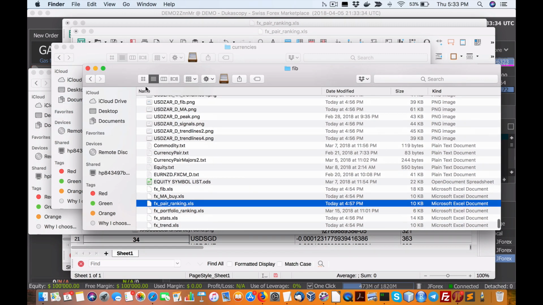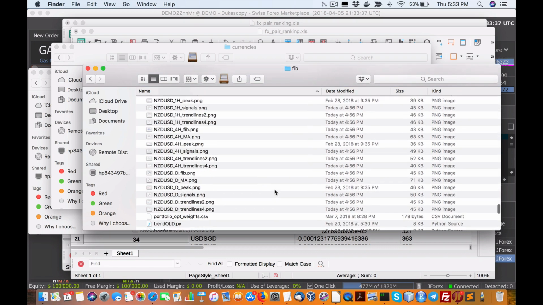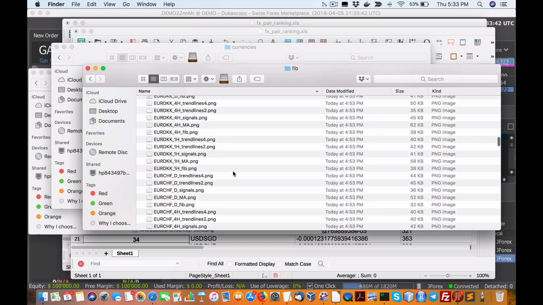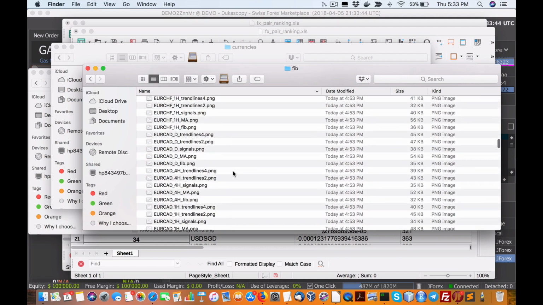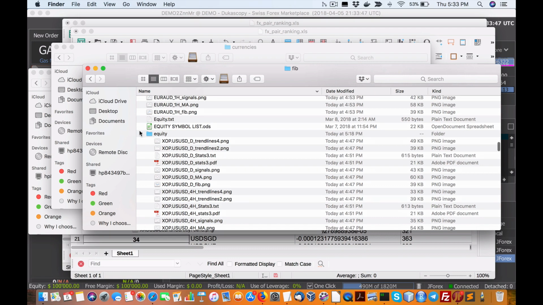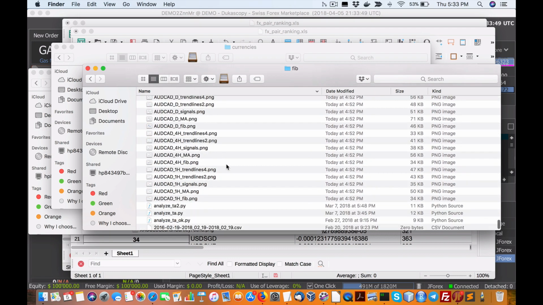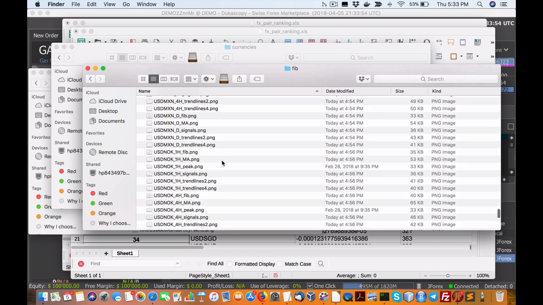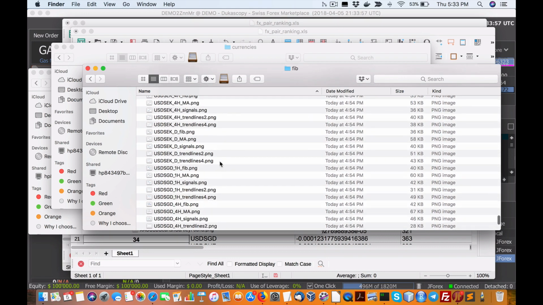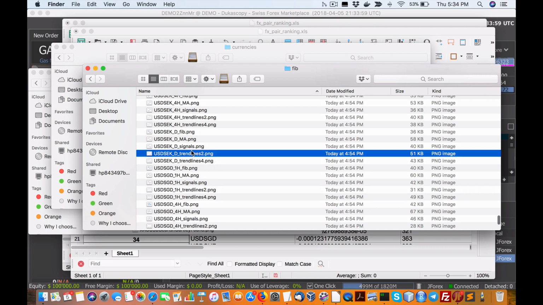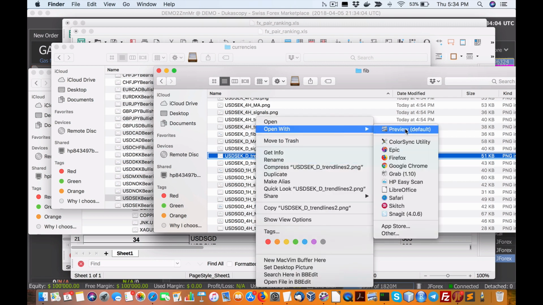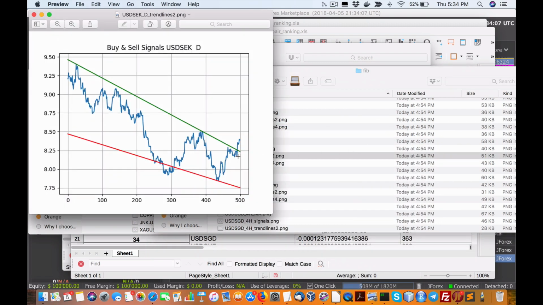Okay, so USD. It's going to get confusing here. Okay, USD, gotta reverse that. USD Swedish. Okay, so let's see how we're doing. It's calling for a bearish signal, and that might be true.